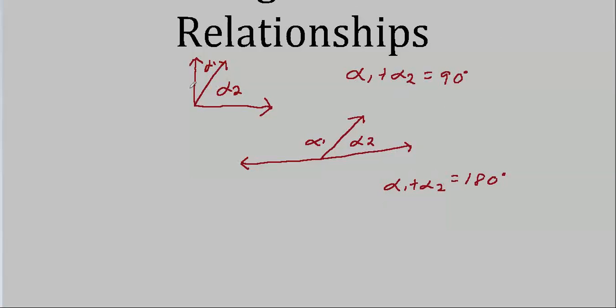Now, suppose I drew alpha 1 like this. And then I drew alpha 2 like this. Now they don't share a vertex anymore. Are they still complementary? Yes, they are. They still add up to 90 degrees. Take my word for it. The drawing isn't the best, but I intended this alpha 1 to be the same as that, and this one to be the same as that.